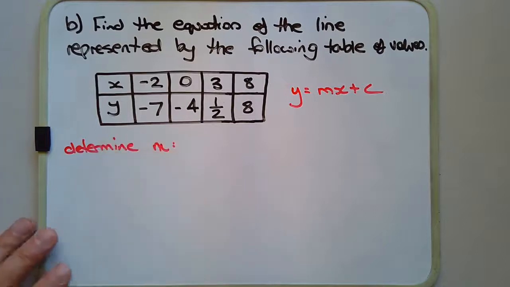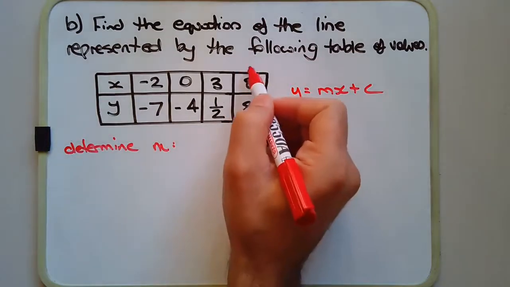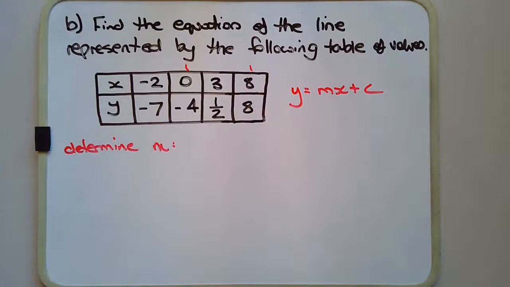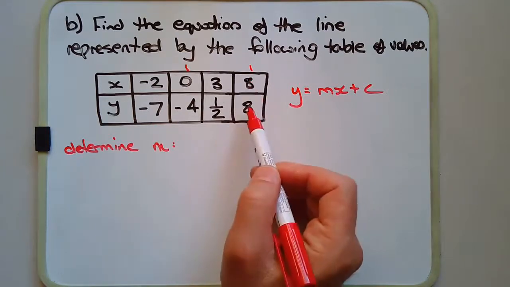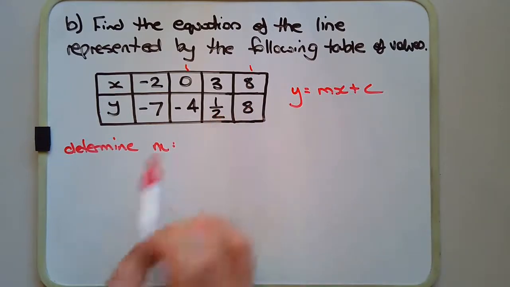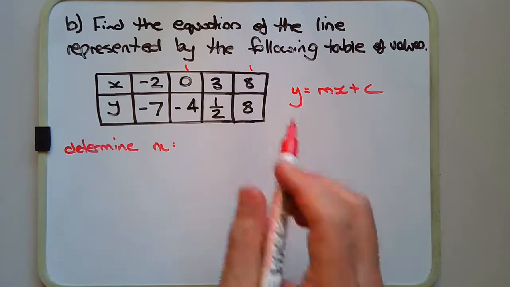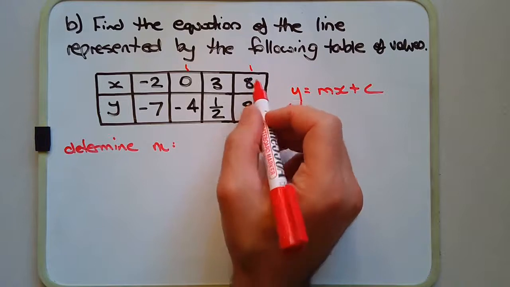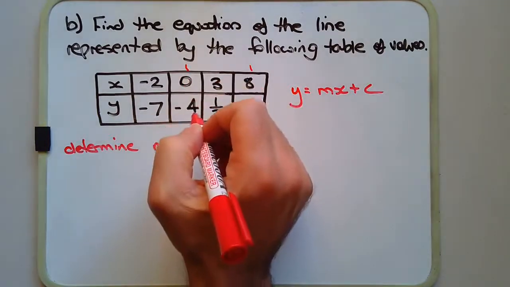Determining the m. Pick any 2 points you like, whatever the most convenient points are. I'm going to pick this point here and this point there. Because 0 is a nice number, when you add it, it doesn't do anything, and when you multiply by 0, it gives you 0. And 8, 8, nice integers there. I wouldn't pick the fraction, as it just complicates things unnecessarily. Any 2 points, it doesn't really matter. Let's make this one x2, y2, and this one x1, y1.